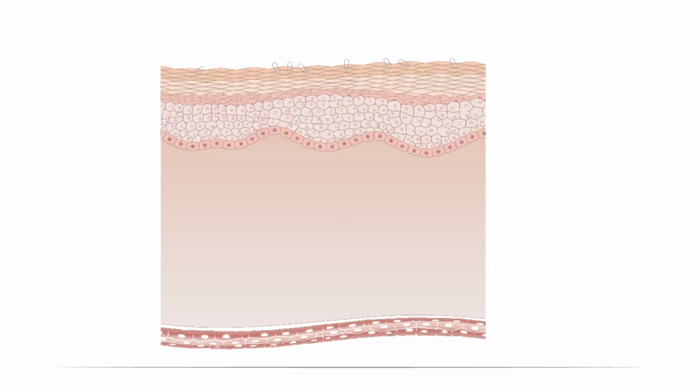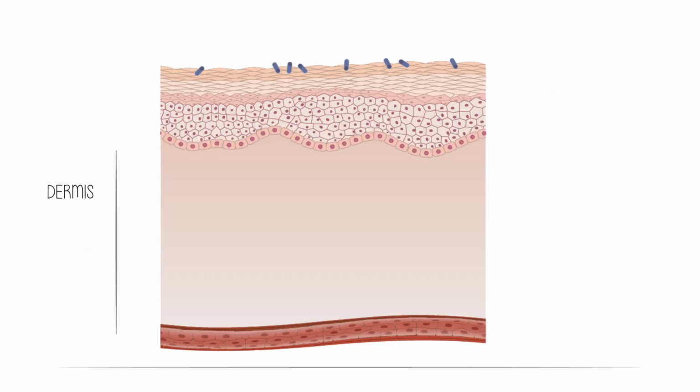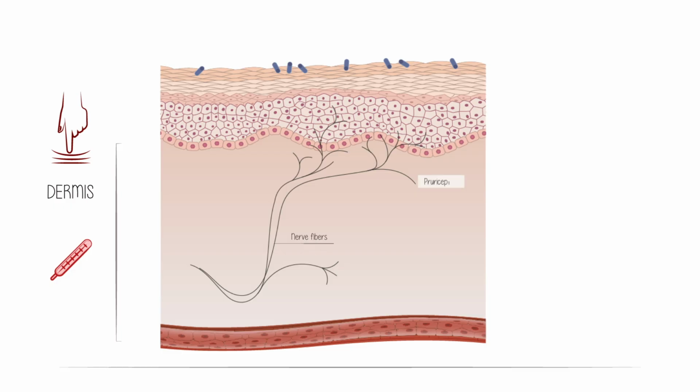Now, let's move deeper in the skin to look at the dermis, which provides structure and support to protect the skin, assists in thermal regulation, and provides sensation for the skin through nerve fibers distributed throughout both the dermis and epidermis. This fibrous structure is composed of dermal fibroblasts, collagen, elastin, and other extracellular components.